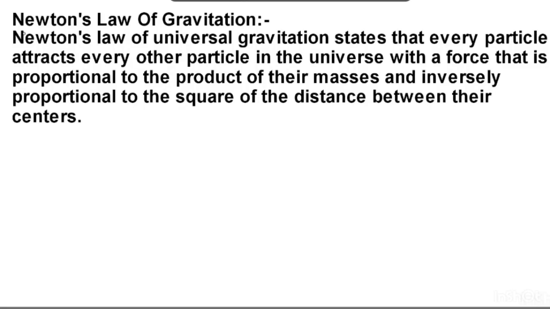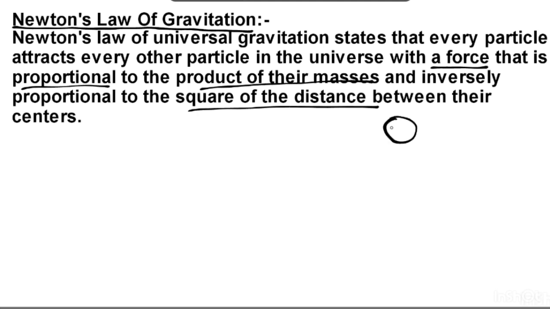Newton's law of gravitation states that every particle attracts every other particle in the universe with a force that is proportional to the product of their masses and inversely proportional to the square of the distance between them. Consider two bodies whose masses are m1 and m2, and the distance between them is r.